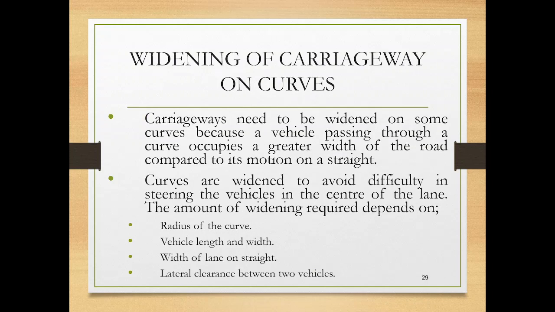Then we'll discuss a little bit about widening of carriageway on curves. Have you seen them? Sometimes there is a curve and there is a curve widening there. Especially in expressways, we have to definitely provide the curve widening, otherwise it is risky. So carriageways need to be widened on some curves because a vehicle passing through a curve occupies a greater width of the road compared to its motion on a straight. That is understood, right? When you are going to take a curve, it occupies a more width compared with that in a straight. Curves are widened to avoid difficulty in steering the vehicle in the center of the lane. The amount of widening required depends on radius of the curve, vehicle length and width, width of lane on straight, lateral clearance between two vehicles.